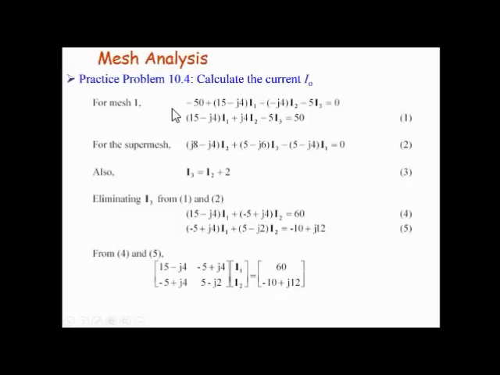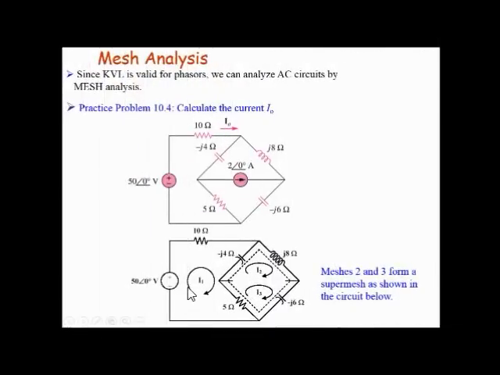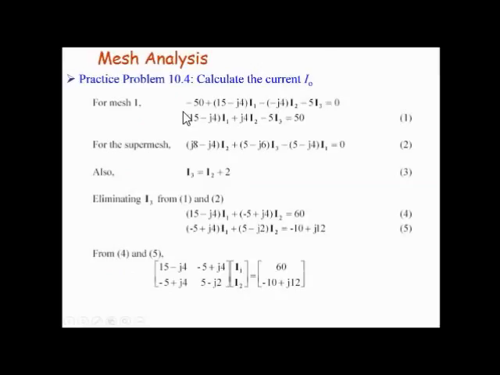Now for the first mesh, that is mesh 1, we get the equation as 15 minus j4 I1 plus j4 into I2 minus 5 I3 equals 50. So how do you get this? From mesh 1, you can see this is the first mesh, I1 current is flowing in this mesh. Here there are 3 elements: the voltage source, 10 ohm resistance, 5 ohm resistance, and one capacitor. So by applying mesh analysis, you can easily find the equation for this mesh 1.